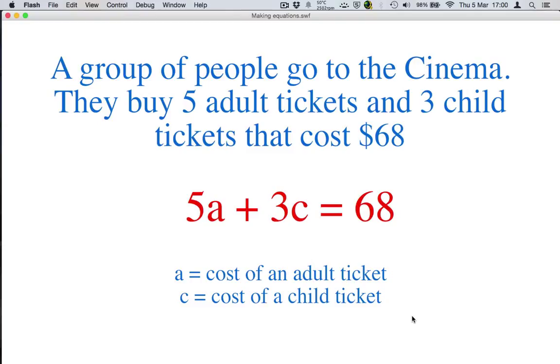Now, remember that the A in this stands for the cost of an adult ticket, and the C stands for the cost of a child ticket. And so, when we work this out, we're working out the total cost. Let's have a look at another example.